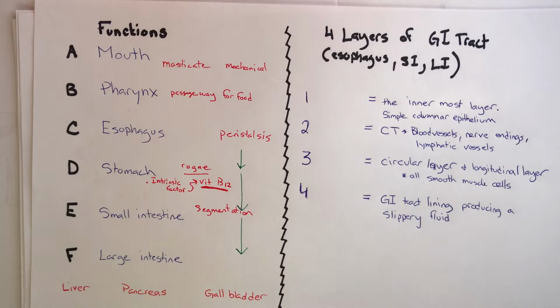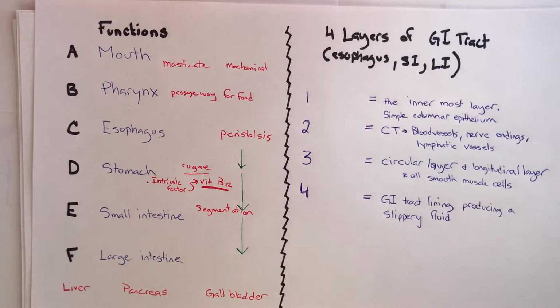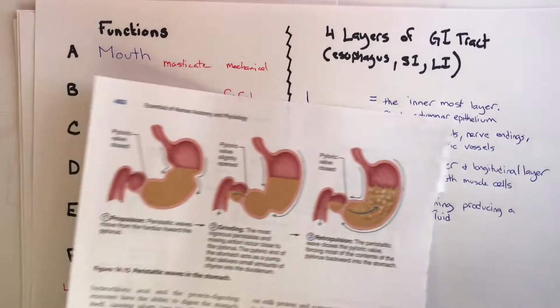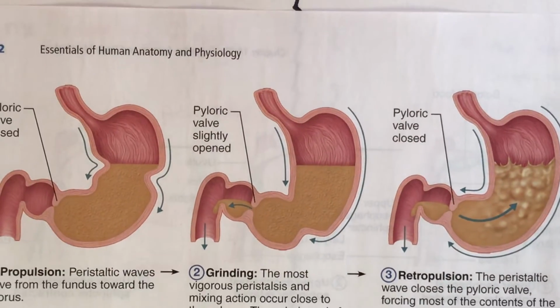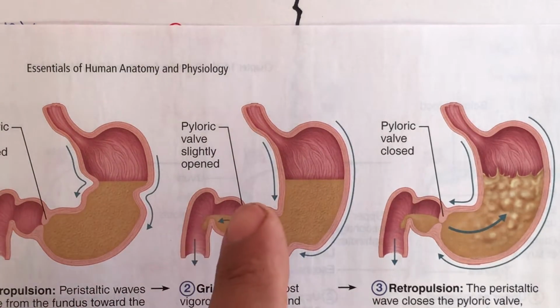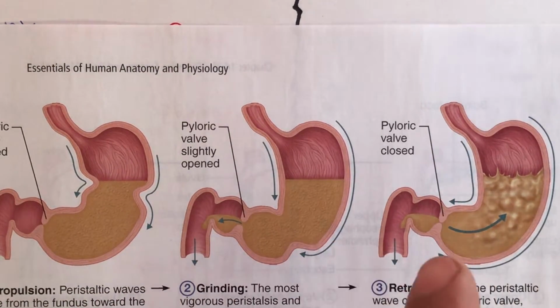There is also a particular way that food moves through the stomach, and I just want you to briefly know how this occurs, how the stomach actually does this. And so, as we said, the food moves back and forth, back and forth, back and forth.